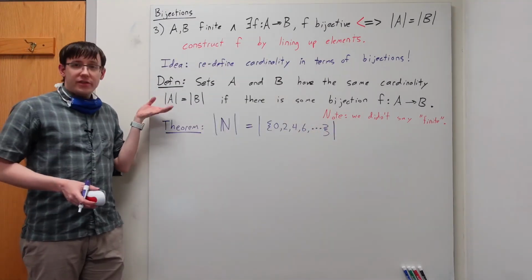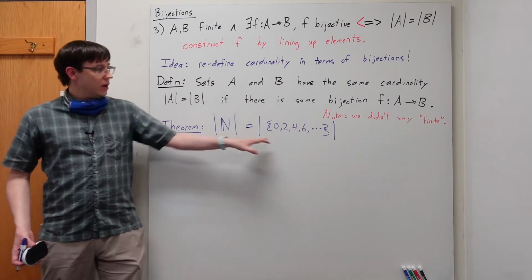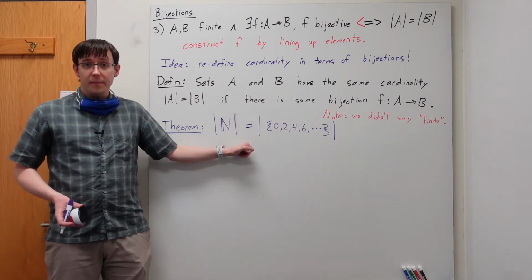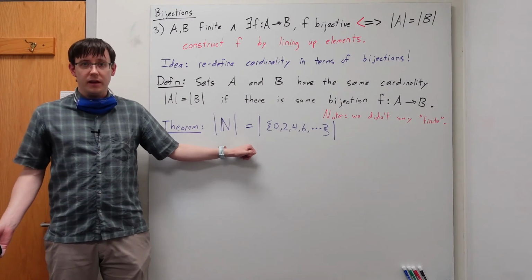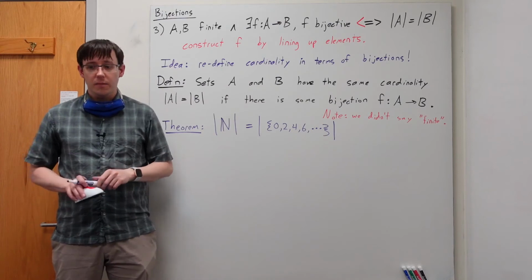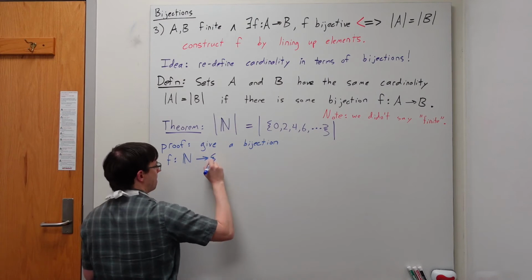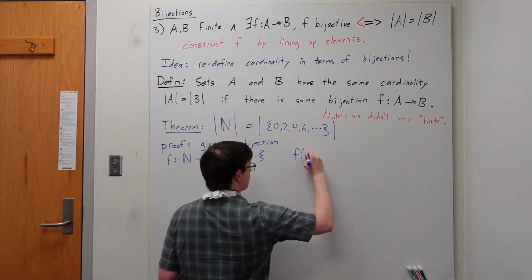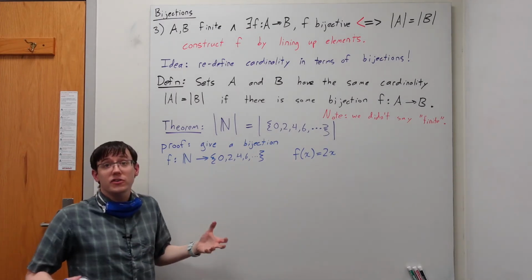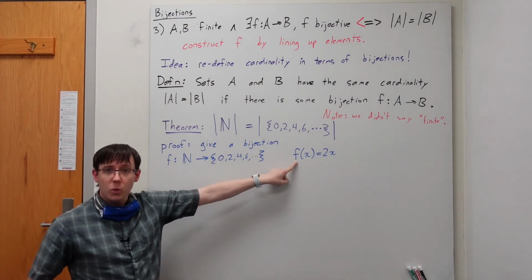So now, with this definition, we could compare the cardinality of the natural numbers to the cardinality of the even natural numbers, and I claim that those two sets have the same cardinality. We prove that by giving a bijection between these two sets. I claim that f of x equals 2x is such a bijection. So we need to verify that this is a function, that it's one-to-one, and that it's onto.